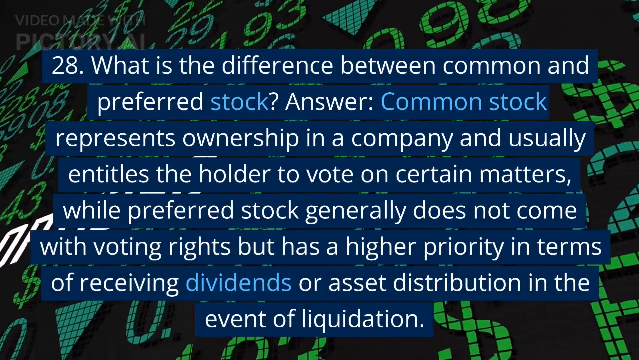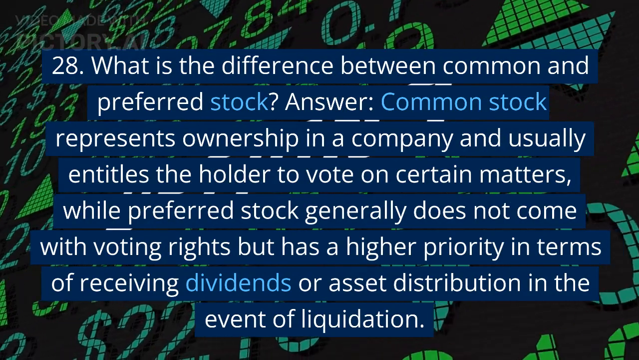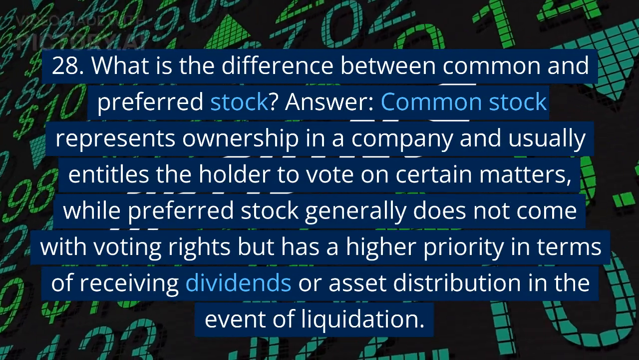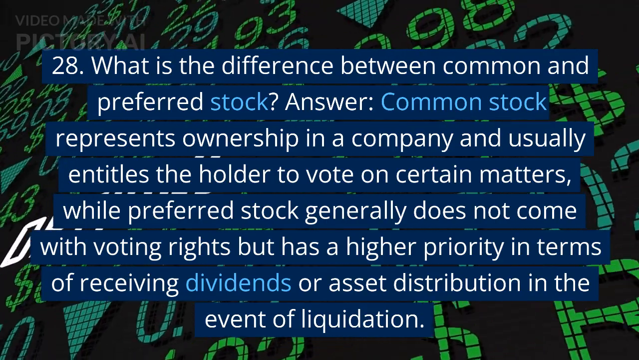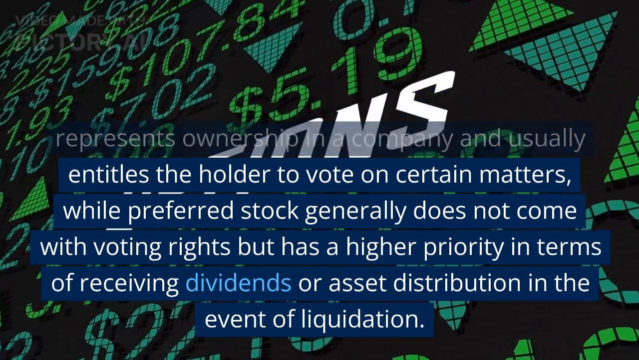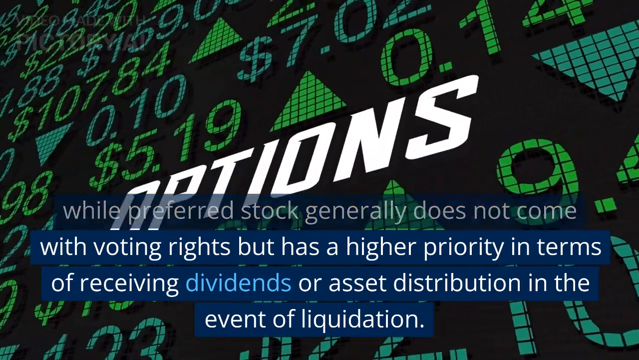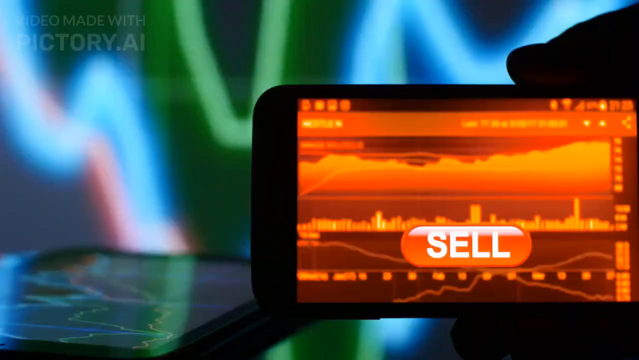28. What is the difference between common and preferred stock? Common stock represents ownership in a company and usually entitles the holder to vote on certain matters, while preferred stock generally does not come with voting rights but has a higher priority in terms of receiving dividends or asset distribution in the event of liquidation.